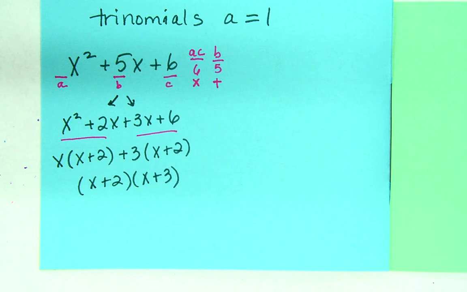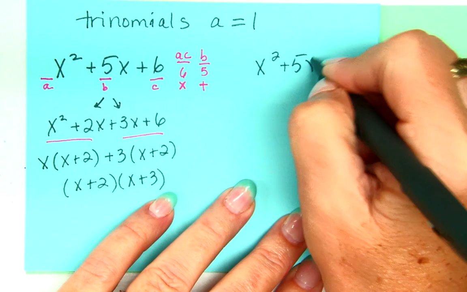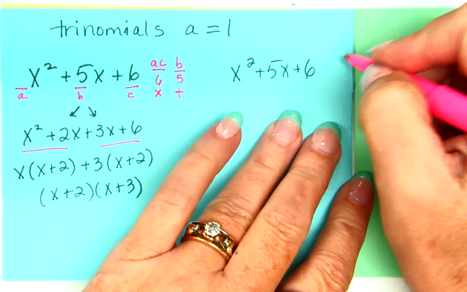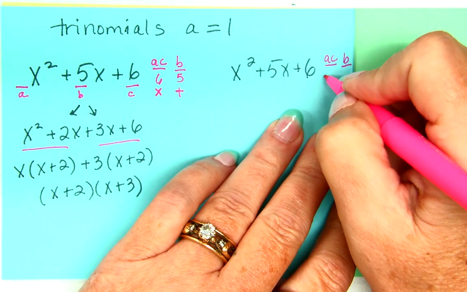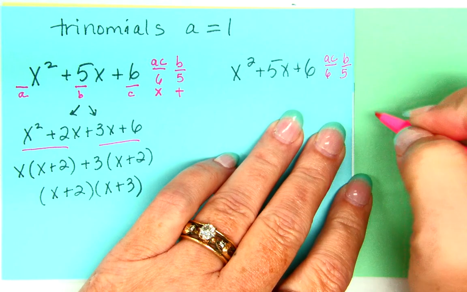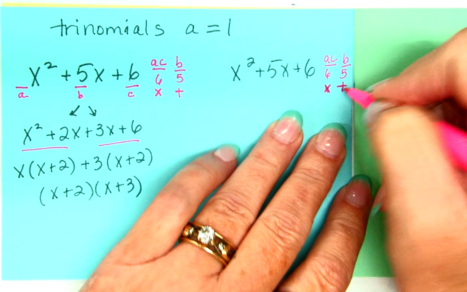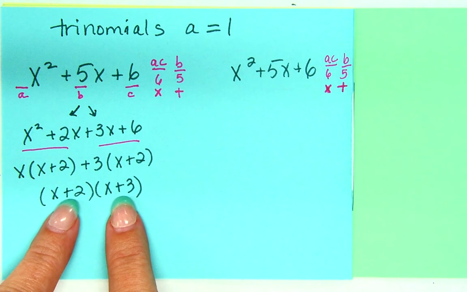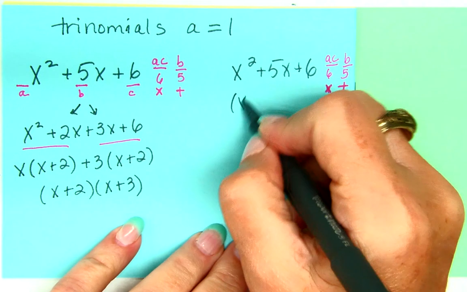You okay with that? So let's do this exact same problem again, and I'll show you the easy way. Okay? I still have to do A, C, and B. And in this problem, AC is 6 and B is 5. And I still have to think what 2 numbers multiply to be 6 and add to be 5. What did you tell me they were? 2 and 3, like this? So I can go straight to my factors?